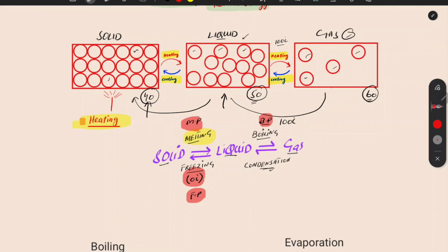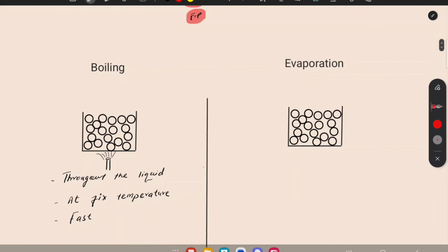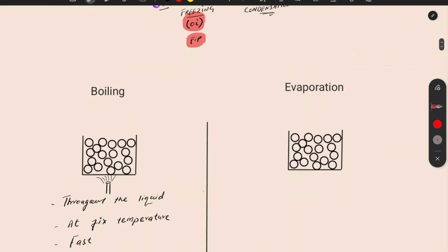If you want to convert liquid water into gas, you have to provide 100 degrees centigrade. And if you lower the temperature from 100 to 99, at that exact temperature, the gaseous steam or gaseous water molecules will condense back into liquid. So 100 degrees centigrade is the boiling and condensation point of water.